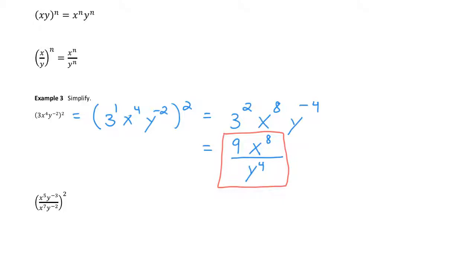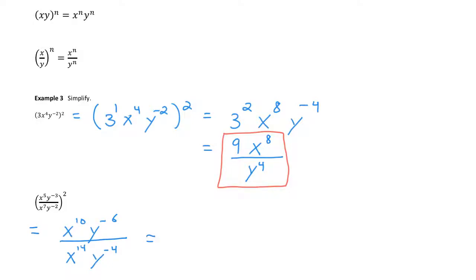So this idea of distributing an exponent applies within fractions as well. So let's look at this one here. Same idea, this 2 is going to get multiplied to every single exponent. Let's see what we get. I have x to the 10th, y to the negative 6, divided by x to the 14th, and then y to the negative 4.